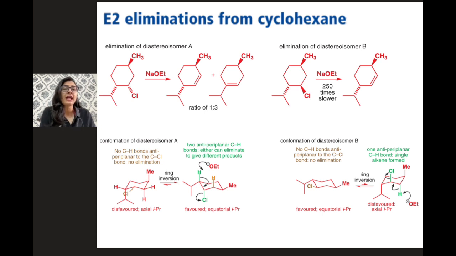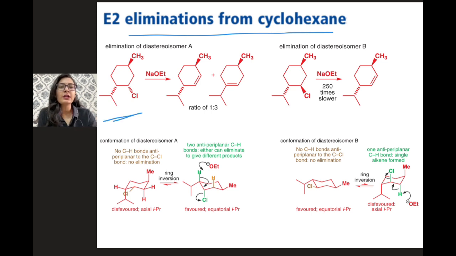So as you can see, in this particular slide, I have taken E2 elimination from cyclohexane. This is very confusing to a lot of students. Let's get started guys, and let's understand how a particular cyclohexane molecule just like this one is going to react in the presence of a base.